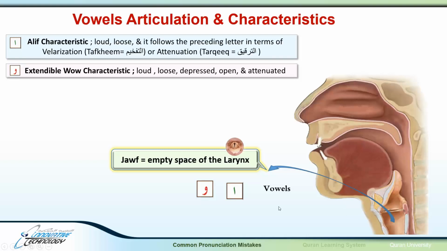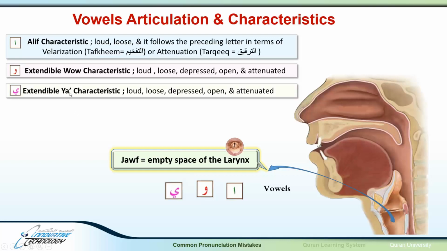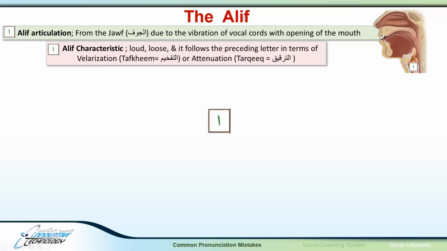The last vowel is the ya. Again, the ya has 2 forms, the vowel ya and the non-extendable ya. The vowel ya is what we call the extendable ya, and it is characterized by being loud, loose, depressed, open, and attenuated. So let's start now with the alif common mistakes.